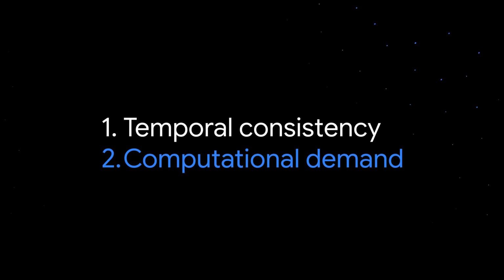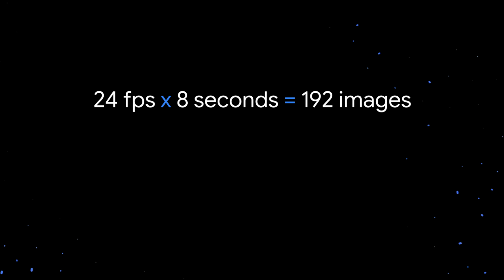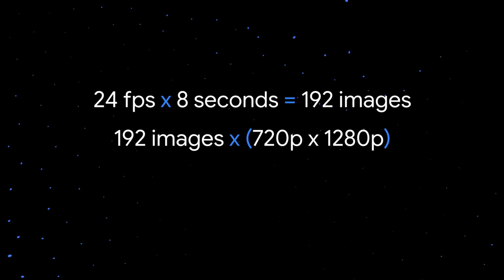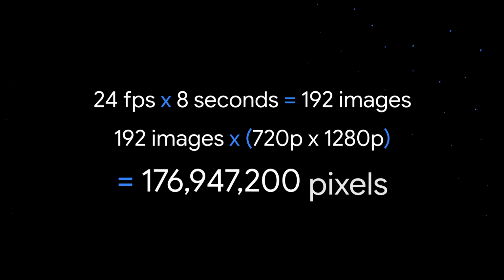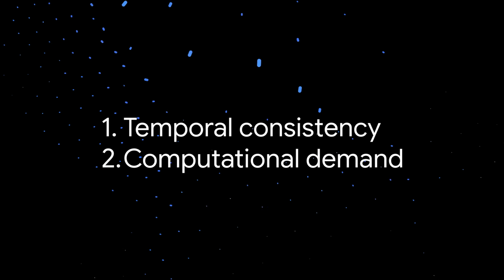The second big challenge that video generation introduces is the computational demand. Videos are seriously big data. Earlier, we said we had 24 frames per second times 8 seconds equals 192 images. And if each of those images is, say, 720 by 1280p, that's a whopping 176 million pixels. That's just way too many pixels. So we're going to use roughly the same diffusion strategy that we applied when working with a single image. But to tackle these video-specific challenges, we just need a few extra tricks.